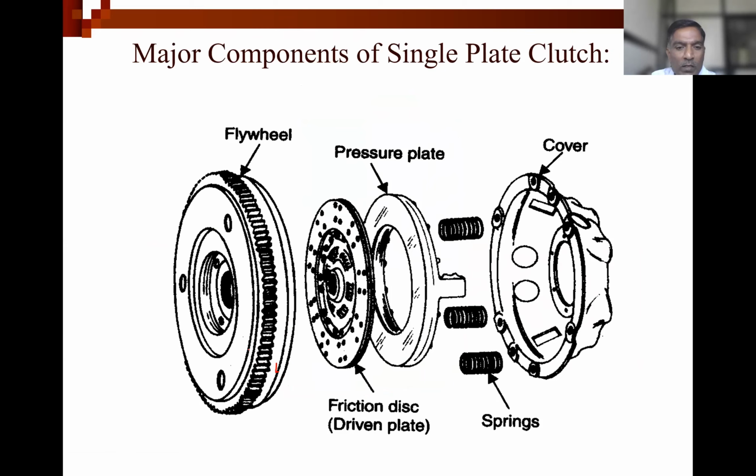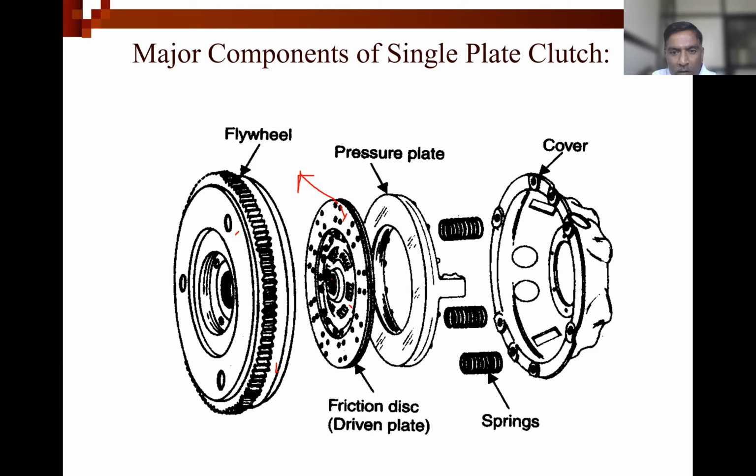Okay, some of the major components. This is the flywheel. This is friction plate or friction disc or driven plate. We can also call it as a clutch plate. This clutch plate is having one hub at center, and this is the riveting which is used to provide the frictional lining. This one is the pressure plate, which is required to apply the pressure on the clutch plate.